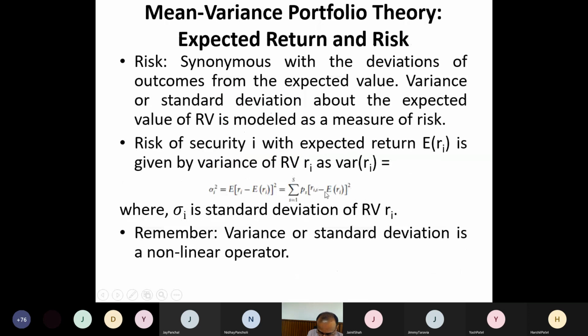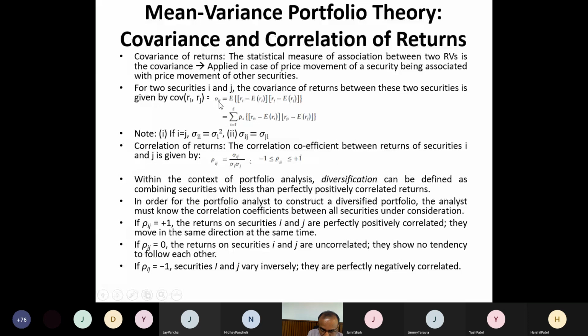You can see it is very similar to sigma i square, but instead of Ri only, we have two securities, Ri and Rj. So instead of (Ri minus E(Ri)) whole square, we have (Ri minus E(Ri)) multiplied by (Rj minus E(Rj)). Actually, if I use i equal to j, then it becomes sigma i square, because it is a variation of this security Ri with respect to Ri, so it becomes the variance of the security. Here it is a covariance because it relates two securities. How? One security has a covariance relation with the other security.